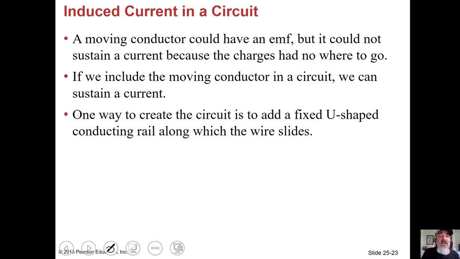So a moving conductor could have an EMF, but it could not sustain a current because the charge has nowhere to go. So you'd have to actually connect it somewhere. You've got to be careful though with an airplane that you didn't accidentally connect one side to the other. Okay, good.